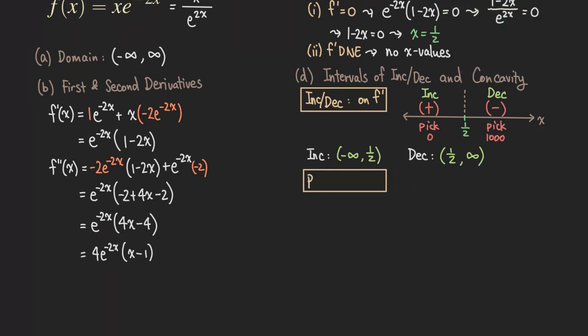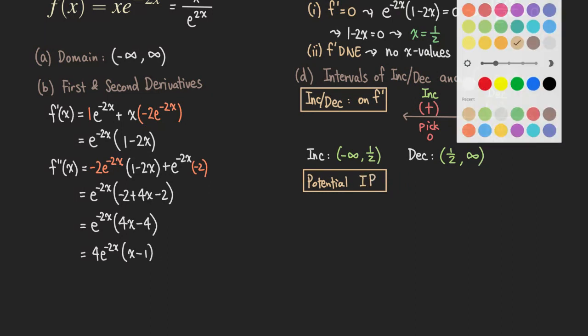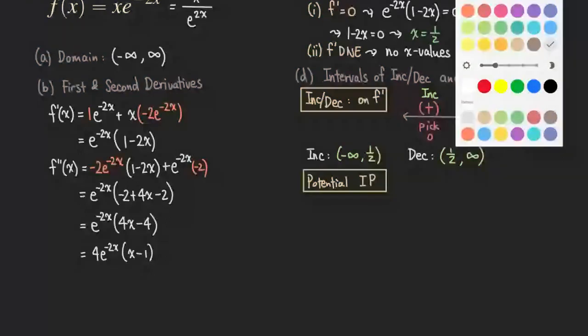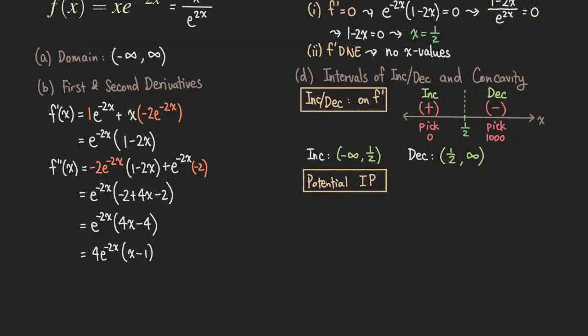Potential IP. Now, to find the potential inflection points, we need to set the second derivative equal to 0 and see what's going on, or we try to find x values for which the second derivative is undefined. So the first case is when f double prime is equal to 0. Now let's look at the second derivative here.